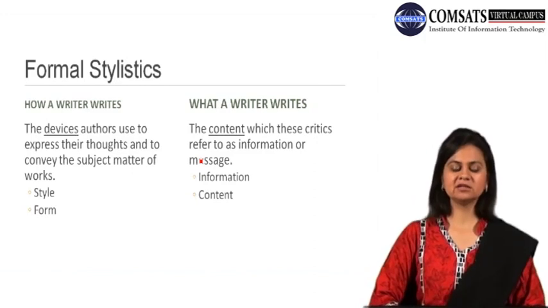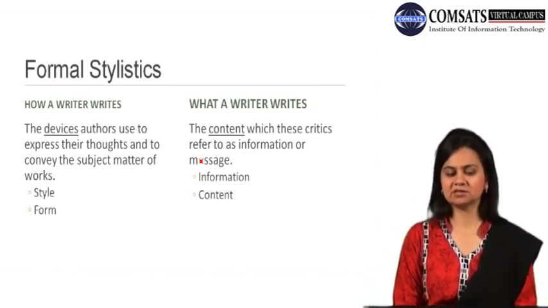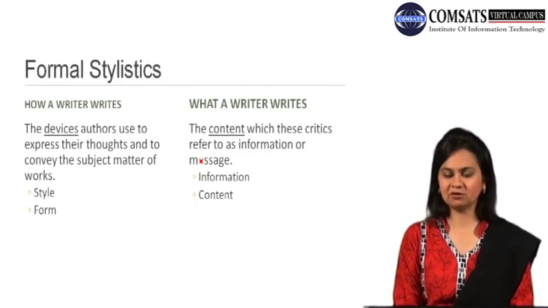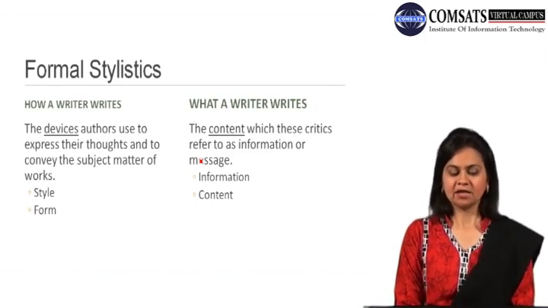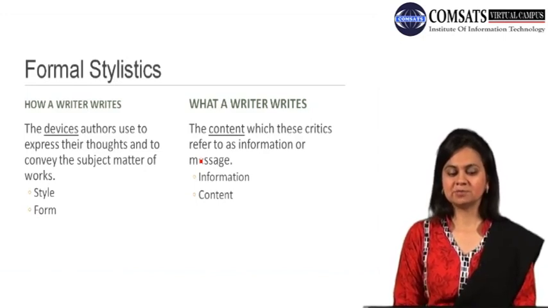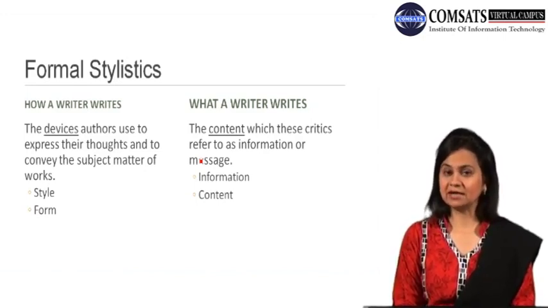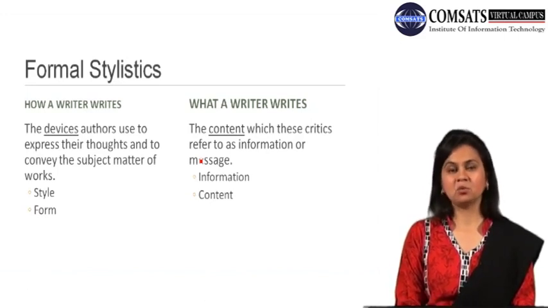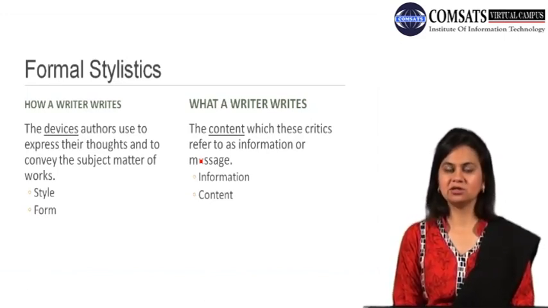When we say how a writer writes, we refer to the devices employed by the author in a work. They employ these devices to express their thoughts more clearly, more precisely, and to convey the subject matter of their work. On the other hand, when we say what a writer writes, we focus on the content, we focus on the themes. The content is the subject matter. What information does the author want to convey to the reader, which may also be referred to as the message of the work.